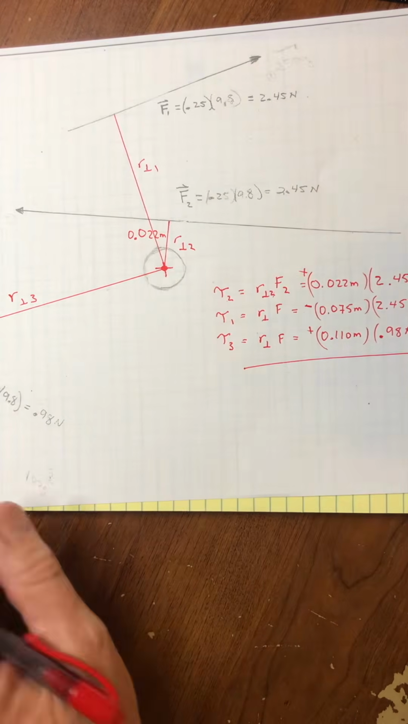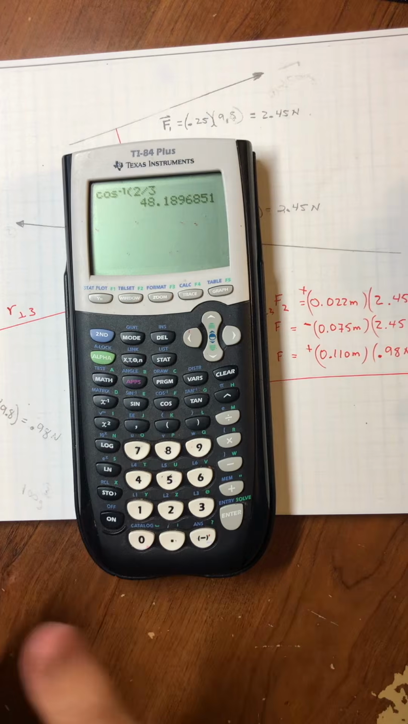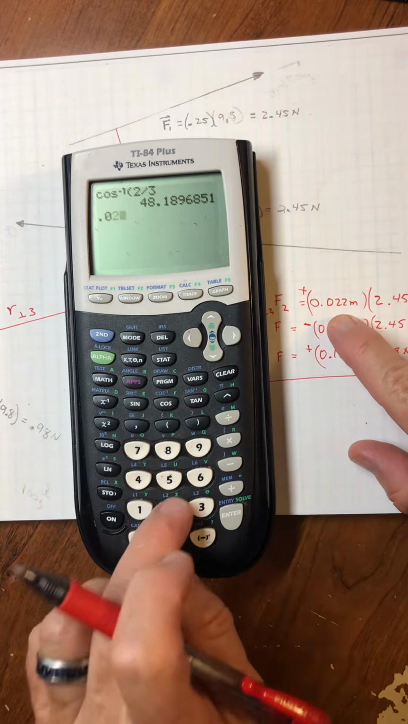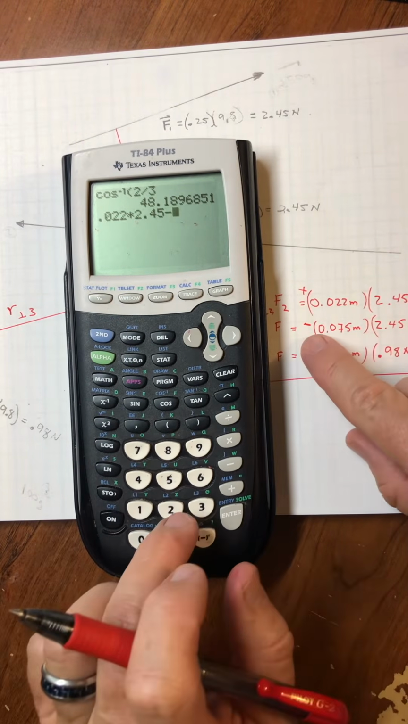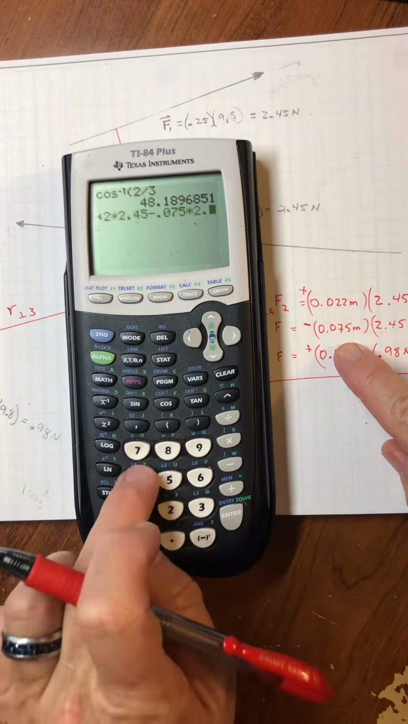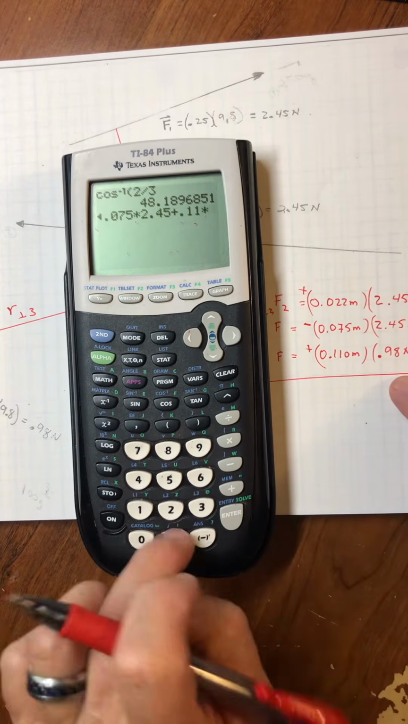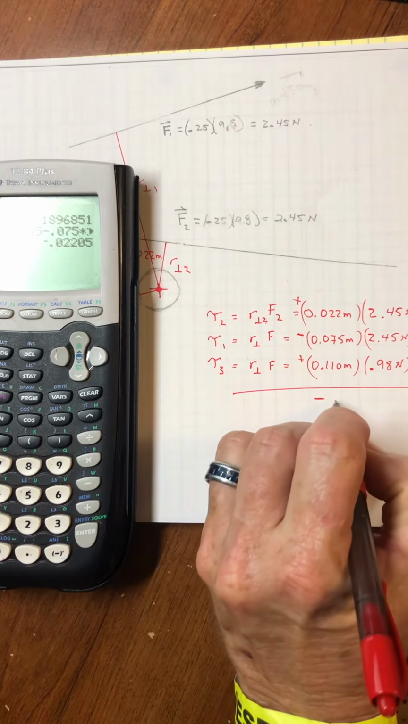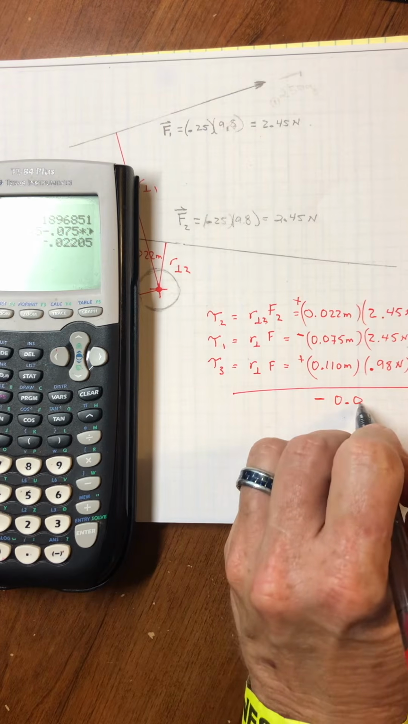So then I would add these 3 together, and it would look something like this: 0.022 times 2.45 minus 0.075 times 2.45 plus 0.11 times 0.98. And so I get something that's kind of close to 0. I mean, in terms of decimal, it's 0.022.